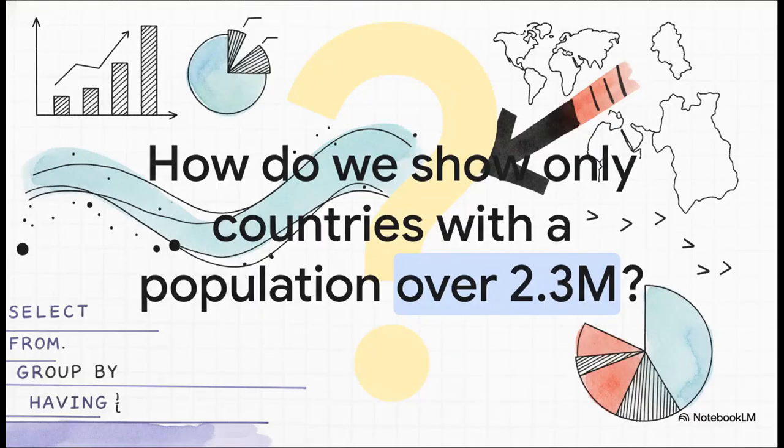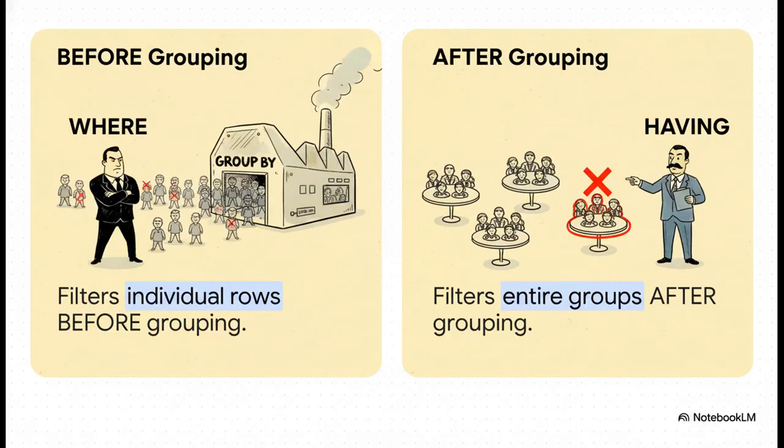So we've got our nice, tidy list of countries and their total populations. Great. But what if our boss only cares about the really big countries? We need a way to tell the database, hey, after you're done grouping and summing everything up, only show me the groups that are above a certain size.